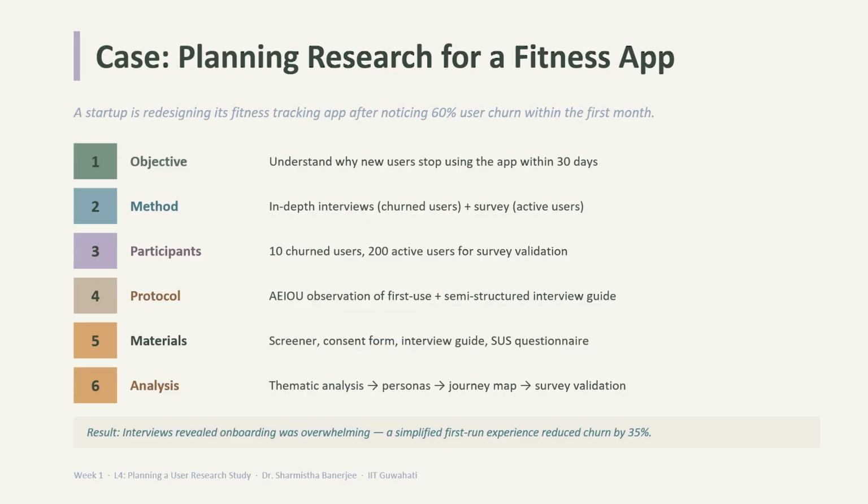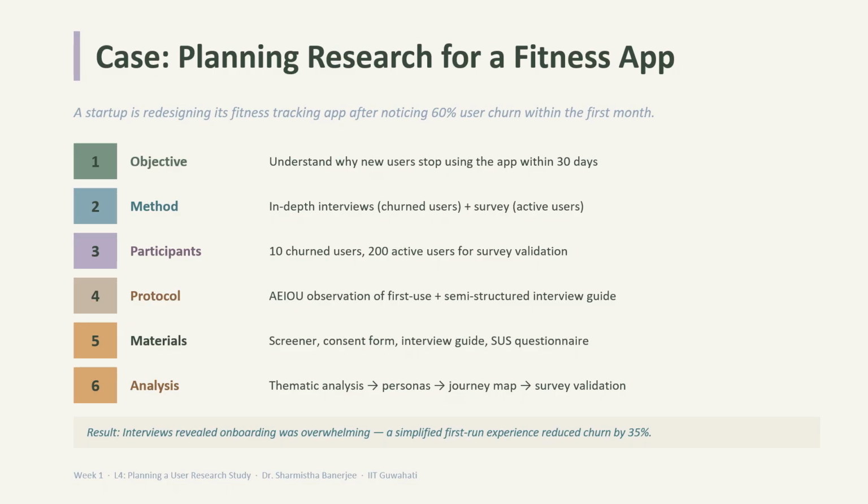So to summarize, let's take the context of a fitness app to understand all of these different things. I am a startup and I am redesigning the fitness tracking app after noticing that 60% of users churn within the first month. For 1 month they are using it, after that they are leaving it, 60% of them. My objective here is to understand why these new users stop using the app within 30 days. So what kind of methods can I use?